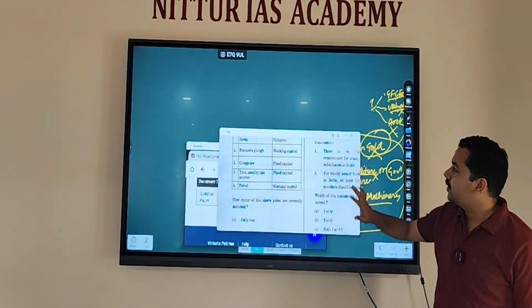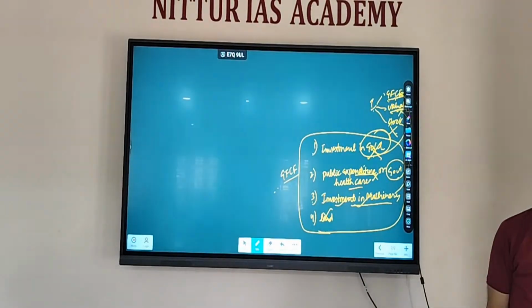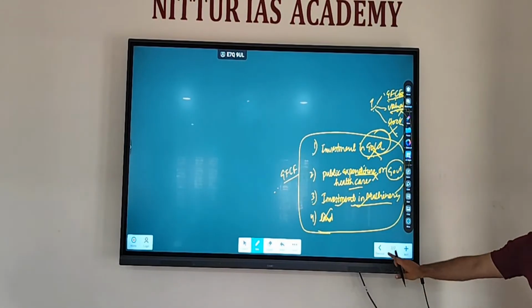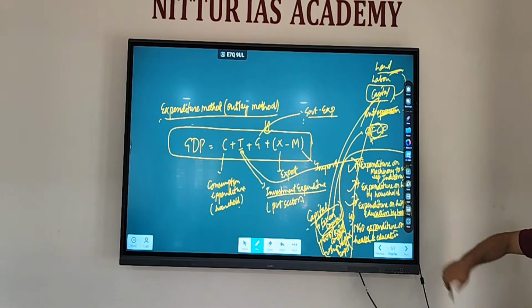So this is how the terminology that you keep in mind can be asked in the examination. What is fixed capital? What is working capital? What is infrastructure capital? Keep that in mind. Clear? And remember this term, gross fixed capital formation.